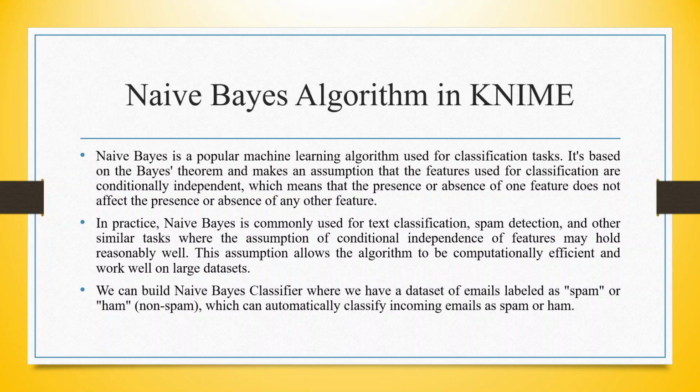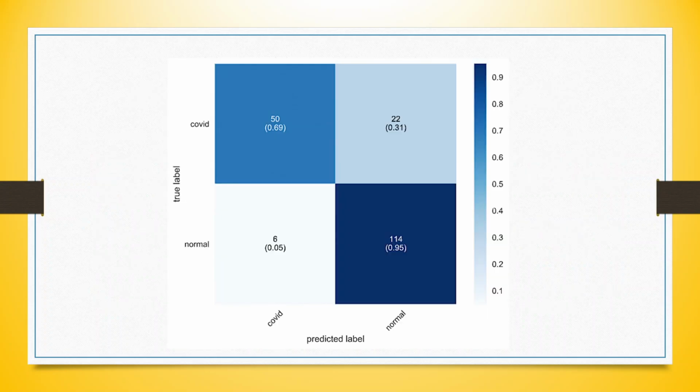In practice, Naive Bayes is commonly used for text classification, spam detection, and other similar tasks where the assumption of conditional independence of features may hold reasonably well. This assumption allows the algorithm to be computationally efficient and works well on large datasets. We can build a Naive Bayes classification where we have a dataset of emails labeled as spam or ham, which can automatically classify incoming emails as spam or ham.